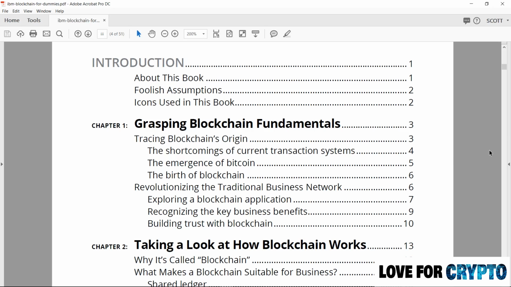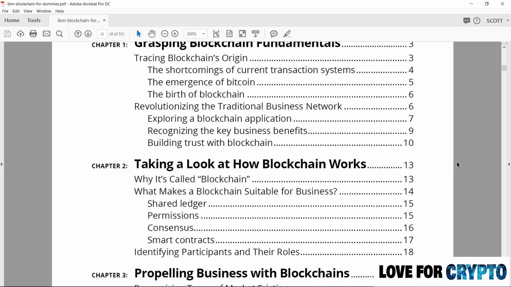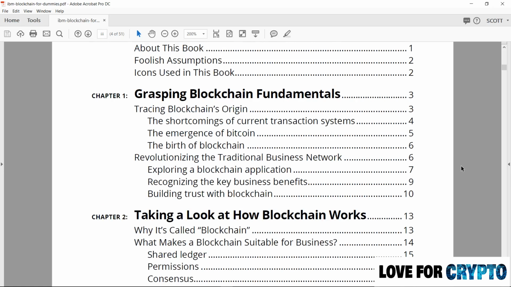So this is part 1, where we'll be going through chapter 1, Grasping Blockchain Fundamentals. We'll be tracing blockchain's origin, the shortcomings of the current transaction systems, the emergence of Bitcoin, the birth of blockchain, revolutionizing the traditional business network, exploring a blockchain application, recognizing the key business benefits, and building trust with blockchain. So that's all video 1, and the other chapters will be covered in the rest of the videos. So without further ado, we'll get straight into chapter 1.